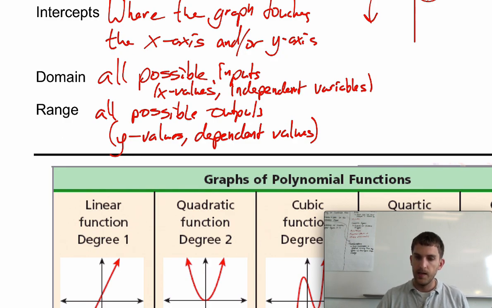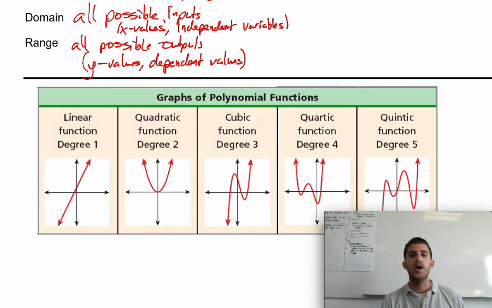All right. At the bottom here, just kind of a refresher on some of the terminology. We've got different types of graphs here. We've got one, it's linear. It forms a line. Quadratic has that nice U shape, also known as a parabola.